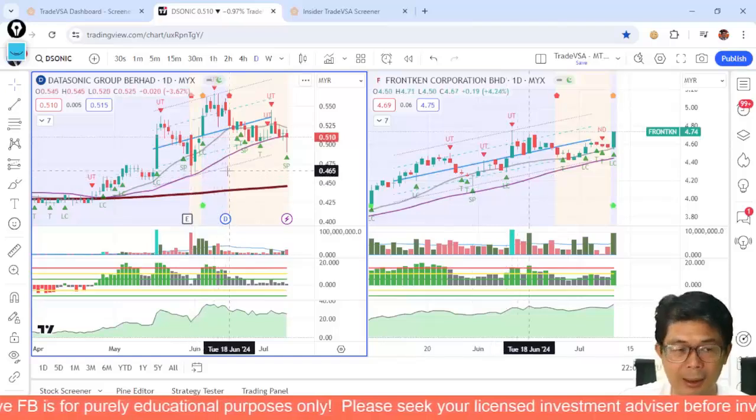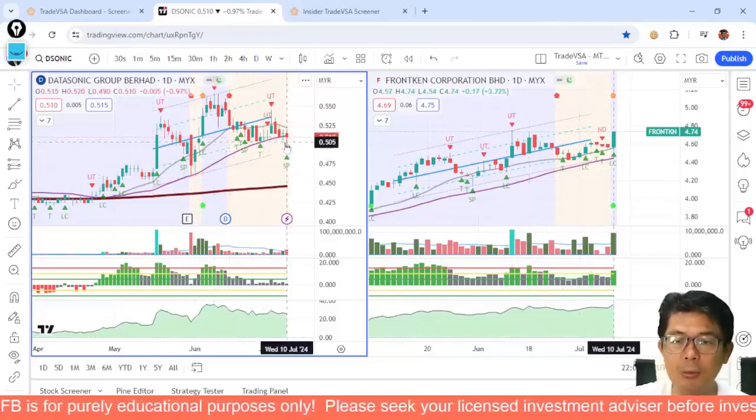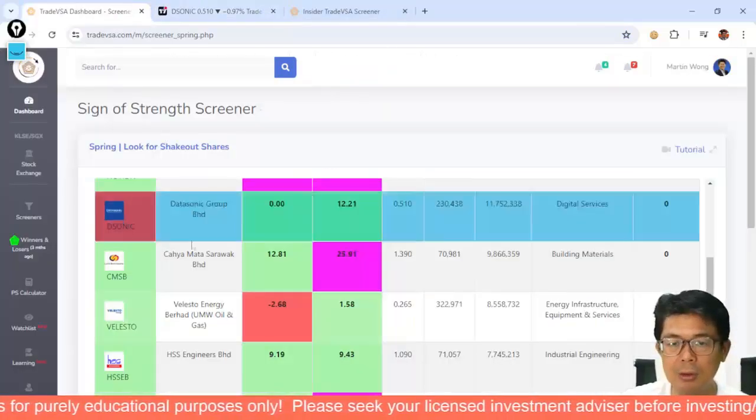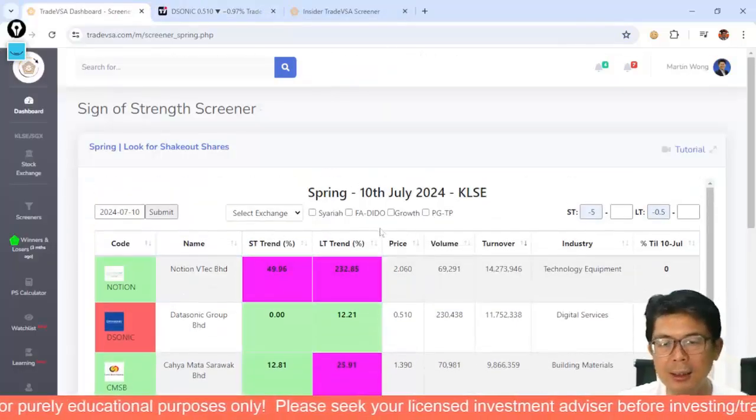We want a green or a white spring, a white candlestick. Now you see red means the price is down. We want to see a green candlestick. That would be a better one. So probably not so good.